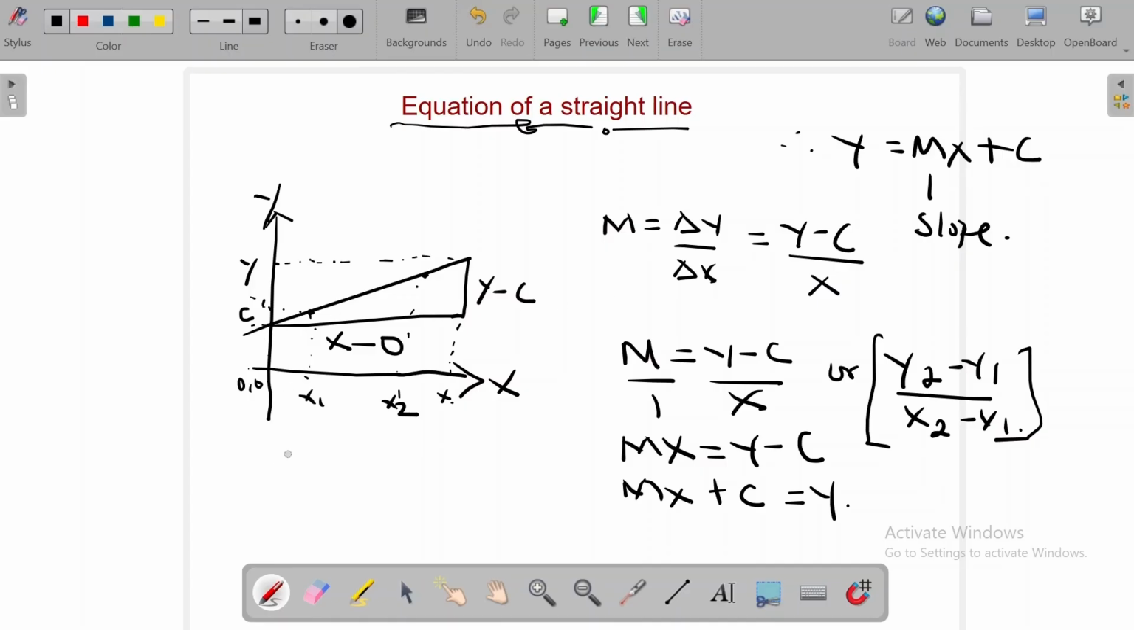The intercept would always be in the form 0, comma, and a value. The 0 means the point at which the x-axis is 0, and the value is the point where it cuts the y-axis. So this is for the x and this is for the y. The x is always going to be 0 whenever it cuts the y-axis. To understand this better, let's look at an example.